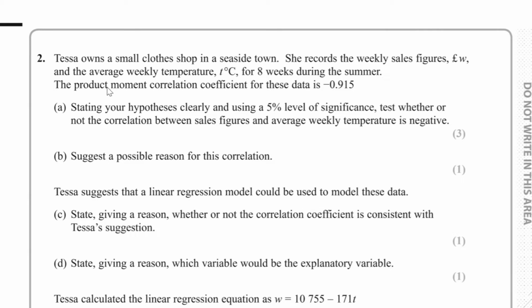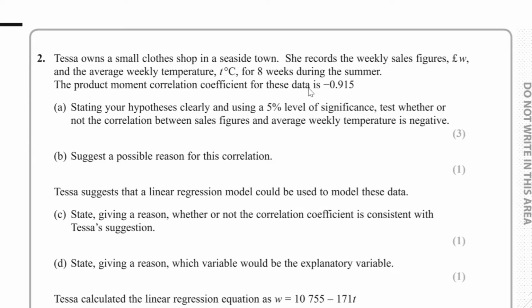Question number 2. Tessa owns a small clothes shop in a seaside town. She records the weekly sales figures, W pounds, and the average weekly temperature, T degrees C, for 8 weeks during the summer. The product moment correlation coefficient for these data is minus 0.915. For part A, stating your hypotheses clearly and using a 5% level of significance, we have to test whether or not the correlation between sales figures and average weekly temperature is negative.